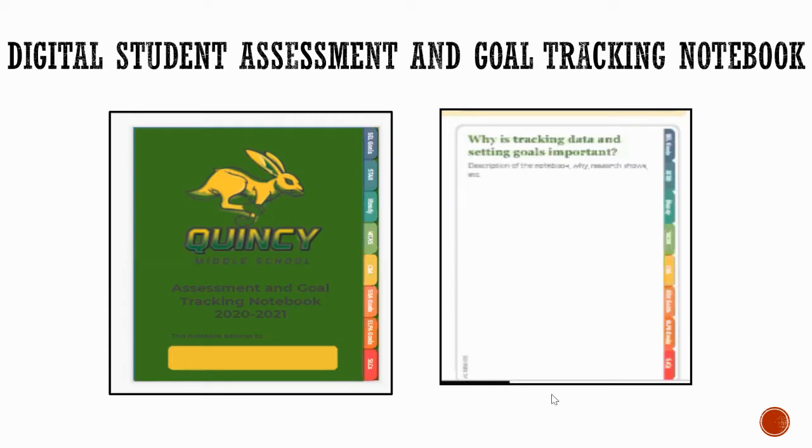And finally, in this example, we see a school that, during the pandemic, developed an online assessment and goal tracking notebook with tabs for each course, as well as for those students working toward English language development. What creative and effective strategies for engaging students as assessment partners throughout your standards-based unit planning process might you develop and implement?